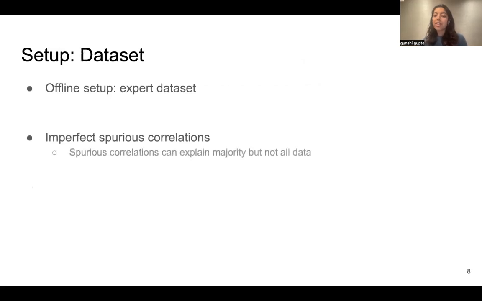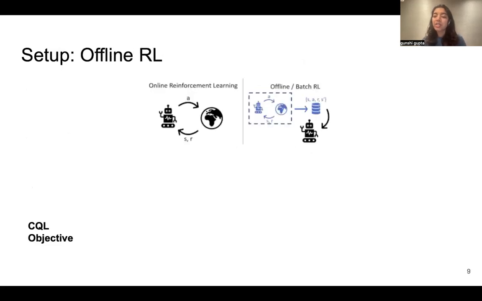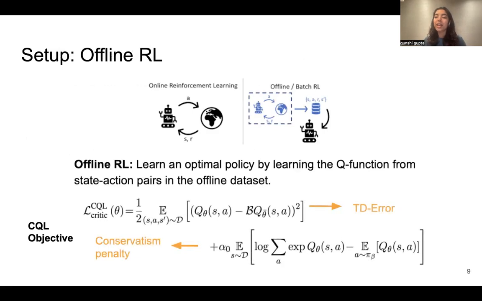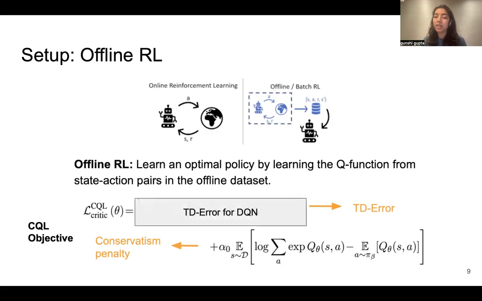We study the offline reinforcement learning setup and choose conservative Q-learning as an instantiation of an offline reinforcement learning algorithm. Pessimistic algorithms like CQL are designed for exactly the kind of narrow data distributions that are most prone to causal confusion. Shown here is the CQL objective combining the standard TD error of deep Q learning with a conservative constraint penalizing Q values of actions that are not seen in the data.